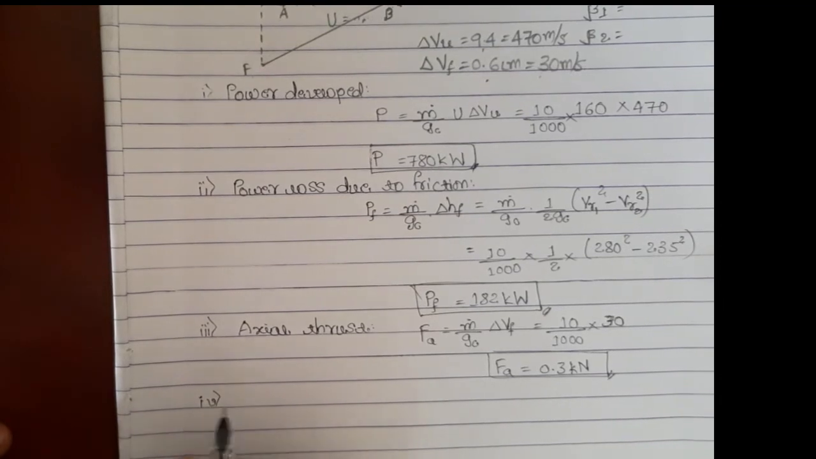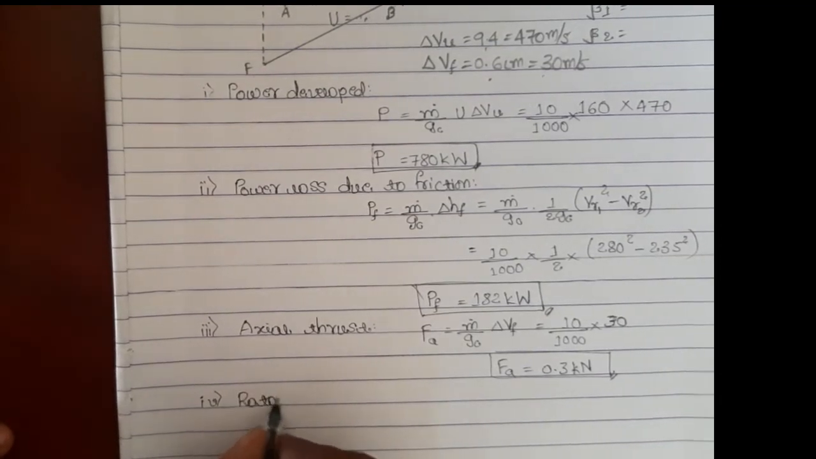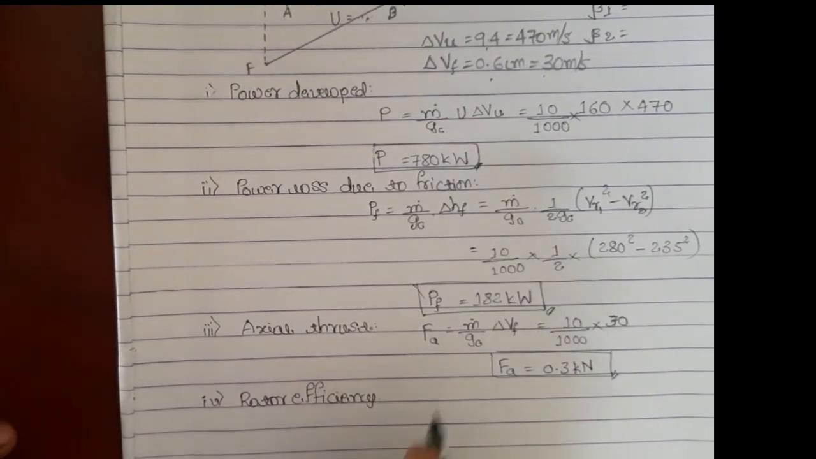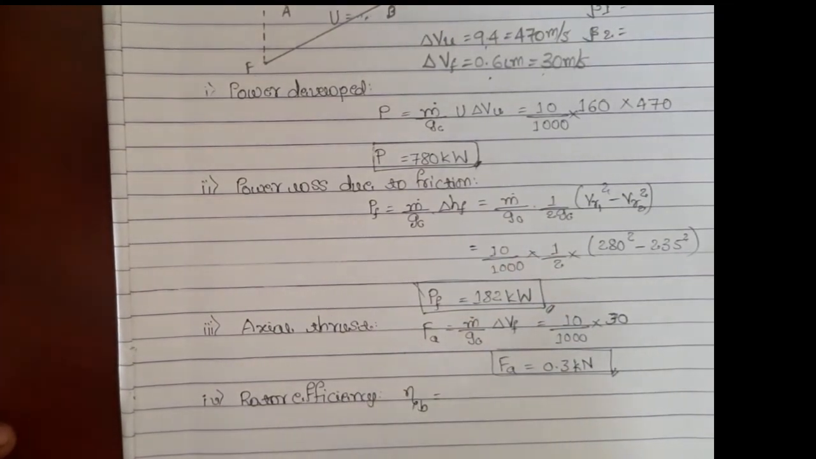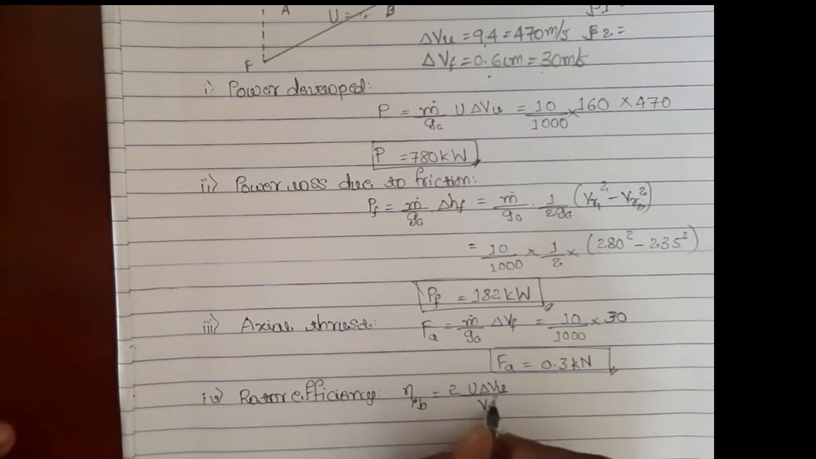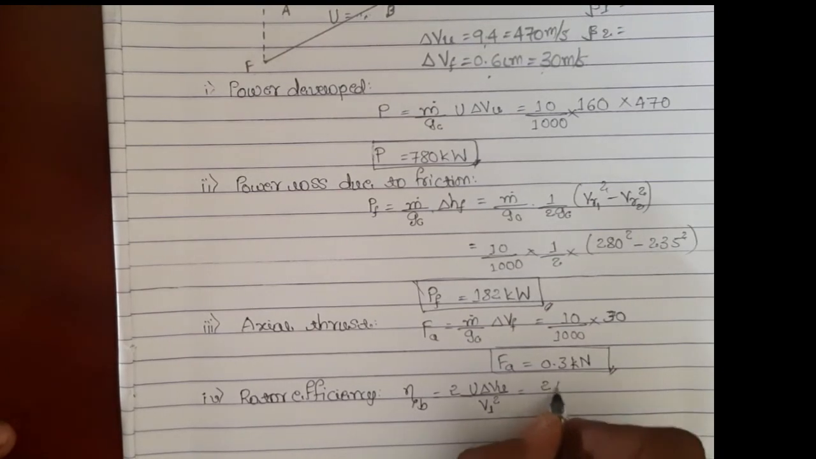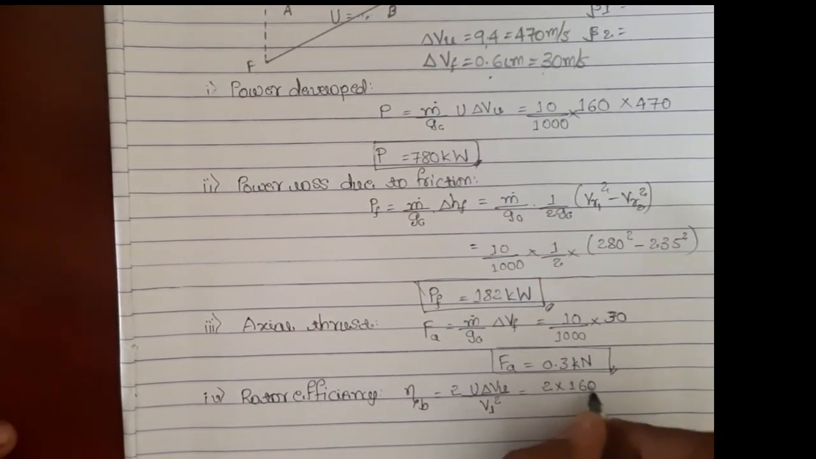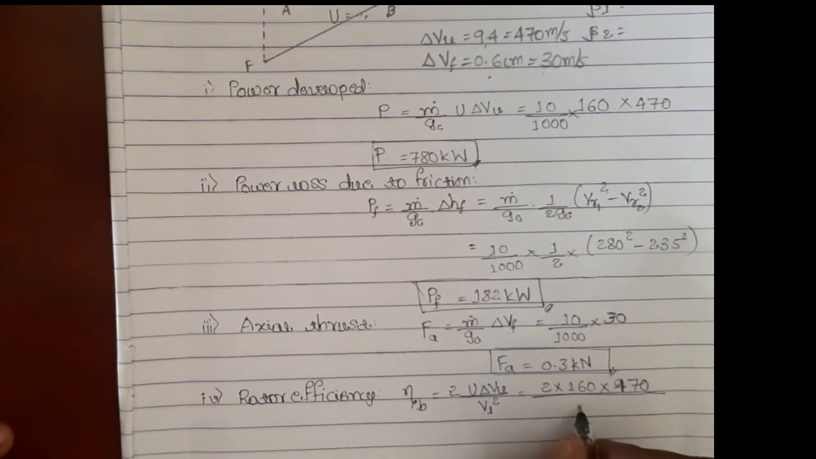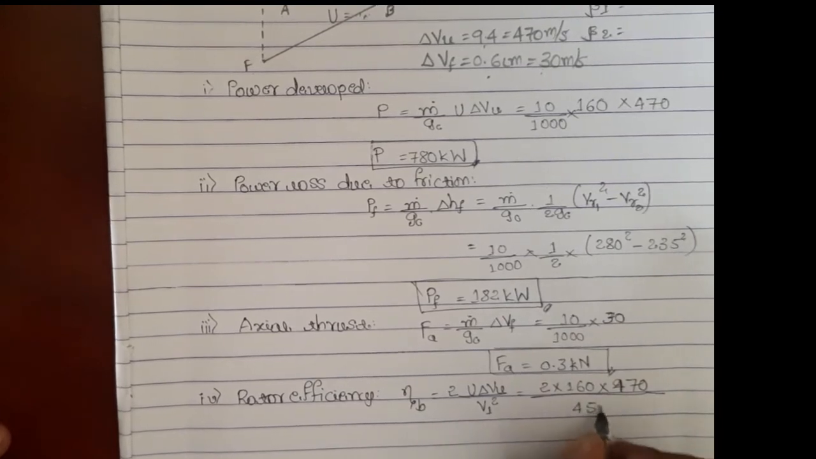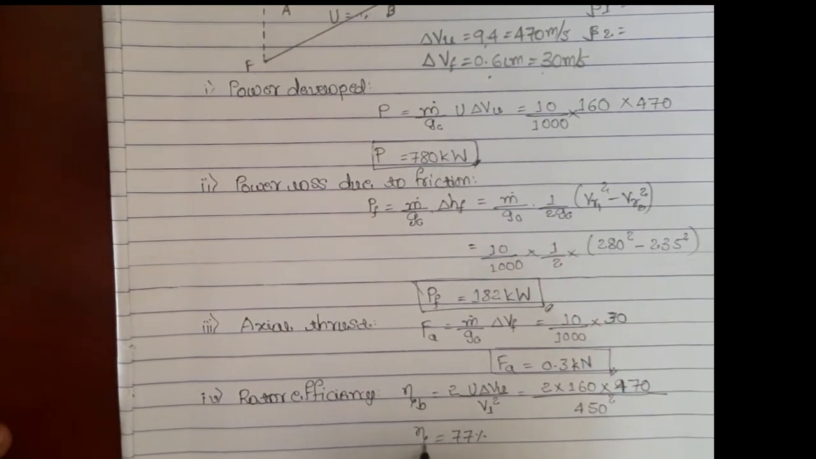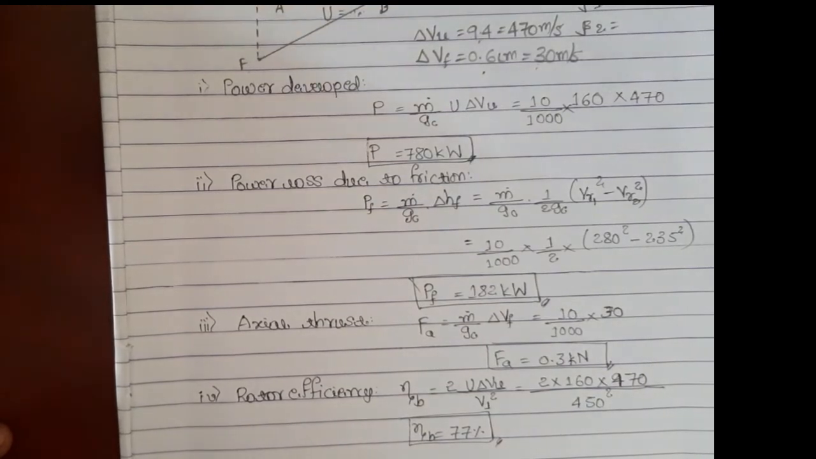Then the fourth parameter is rotor efficiency, or the blade efficiency. Both are one and the same. So eta blade is equal to 2 into U into delta VU divided by V1 square, right? So 2 into U, which is found to be 160, into delta VU, which is found to be 470, divided by V1 square. V1 is 450 meter per second, so 450 squared. So this becomes 77%. So this is the blade efficiency.